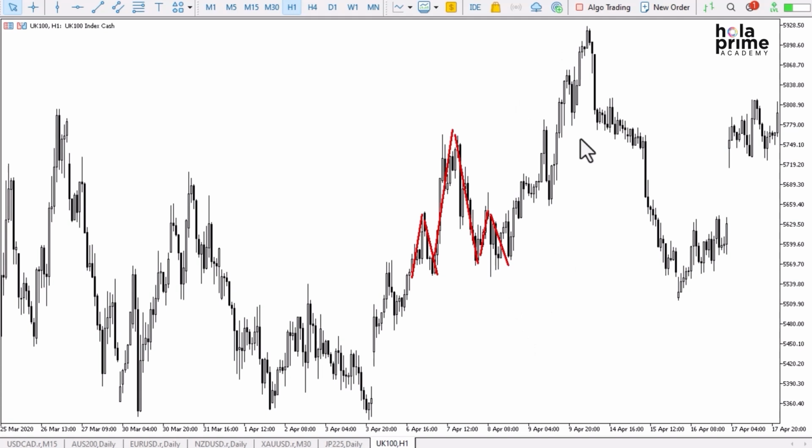And you can see how lucrative it can be, as a lot of the traders who had gone short the UK 100 are now losing massive amounts of money.